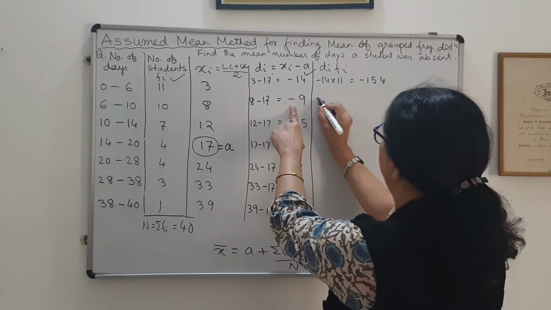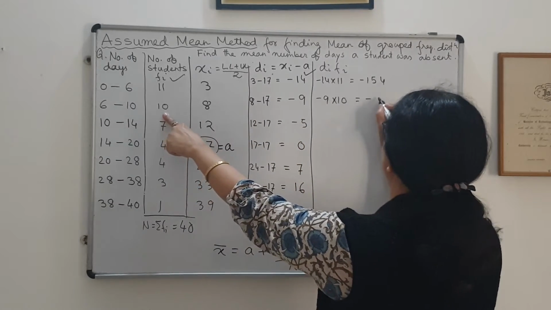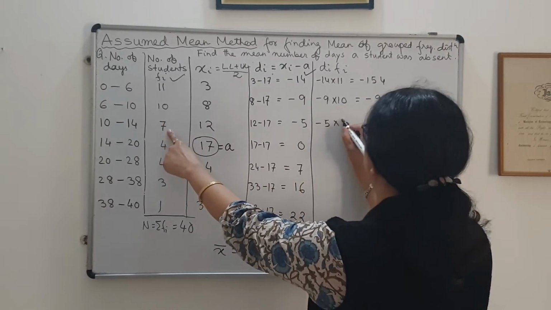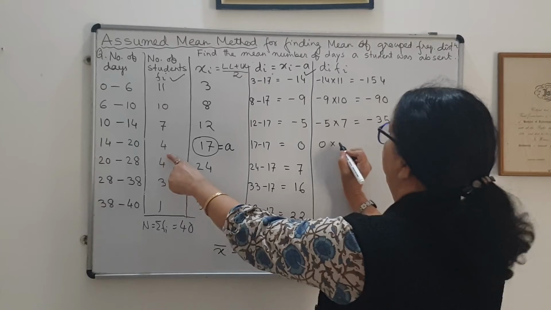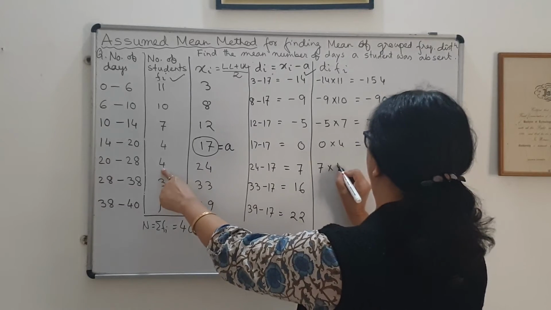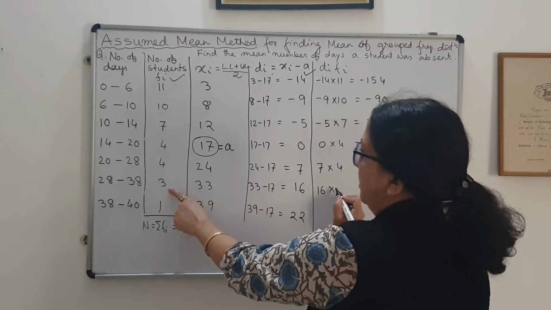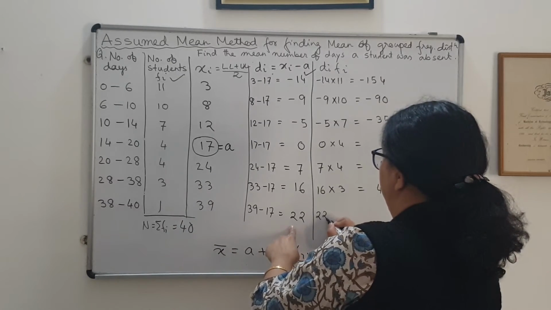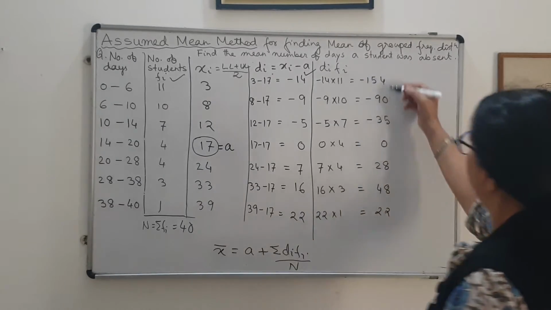The next step, di is minus 9 and the corresponding frequency is 10. So it is minus 90. Next one, di is minus 5 and the corresponding frequency is 7. So it is minus 35. Next it is 0. Whatever is the frequency, the value will be 0. Next 7 is the di and the corresponding frequency is 4. So 4 7s are 28. Next di is your 16 and the corresponding frequency is 3. So it is 48. And lastly 22 is the di and the frequency is 1. So it is 22. So these are the values of di fi.